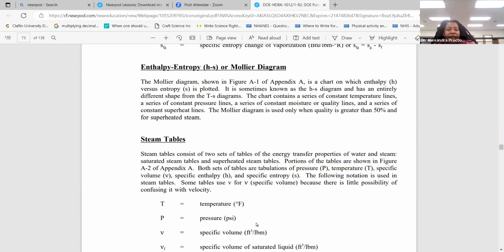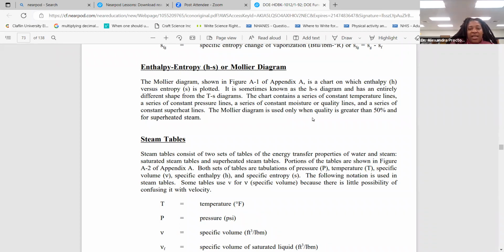Okay, and normally, in terms of chemistry, this isn't something that we plot, but of course, engineers would do a nice plot to put these two together. So this is more of an engineering way that they would graphically express these two quantities so that they can analyze. It's sometimes noted that this HS diagram has an entirely different shape from those TS diagrams.